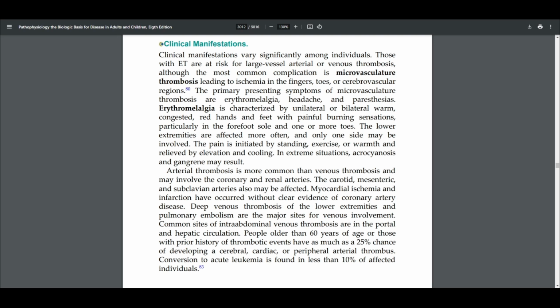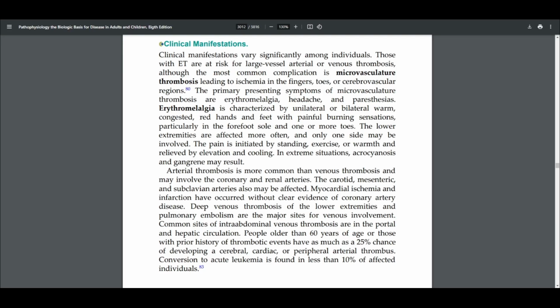Erythromelalgia is characterized by unilateral or bilateral, warm, congested red hands and feet with painful burning sensation, particularly in the forefoot, sole, or one or more of the toes. The lower extremities are affected more often and only one side may be involved. The pain is initiated by standing, exercise, or warmth and relieved by elevation or cooling. In extreme situations, acrocyanosis and gangrene may result.